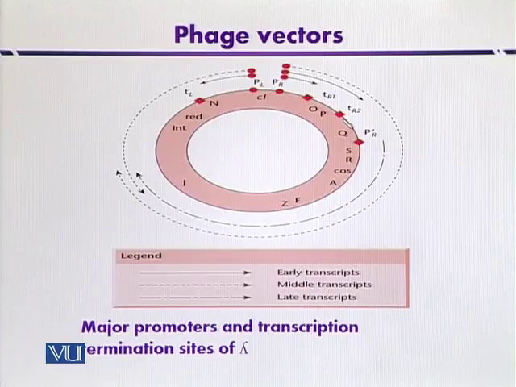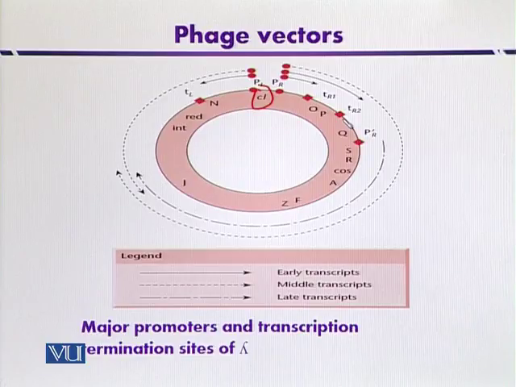This diagram indicates the major promoters and transcription termination sites of phage lambda DNA. Here the transcription begins from the left or right side of the gene called the cI gene. It can synthesize a repressor protein. When it is synthesized, it can stop the transcription of early transcription proteins and can repress the lytic cycle, and lambda DNA will enter into the lysogenic phase.